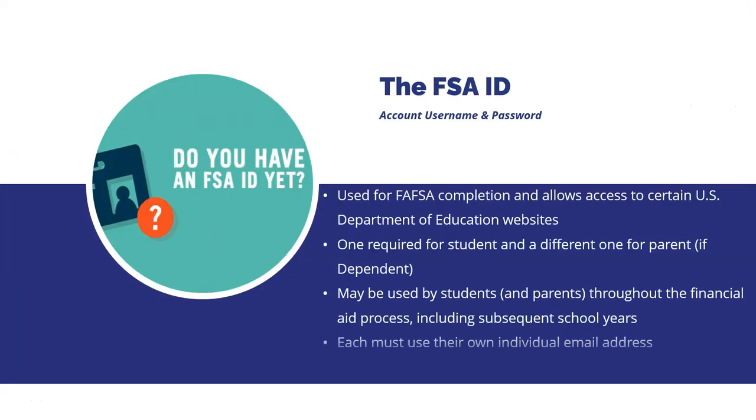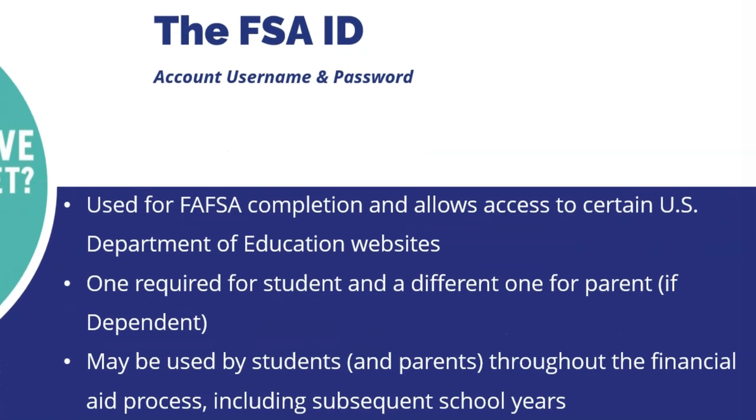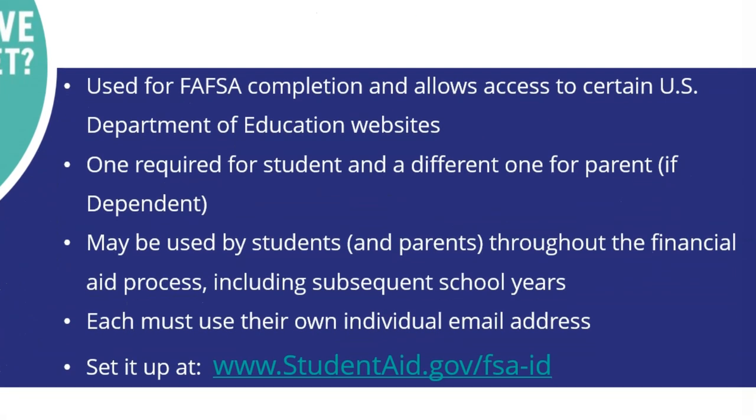In order to successfully complete a FAFSA, you must create an FSA ID. You'll have to create a username and password. This username and password will be used for FAFSA completion and allows access to certain U.S. Department of Education websites. One is required for the student and a different one for your parent, if you are a dependent. They may be used by students and parents throughout the financial aid process, including subsequent school years. Each must have their own individual email address.